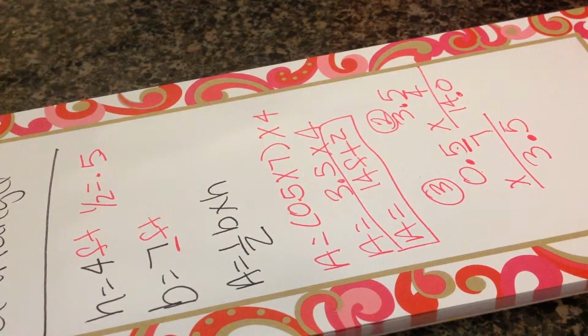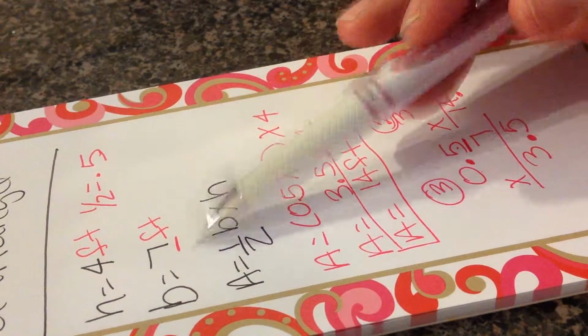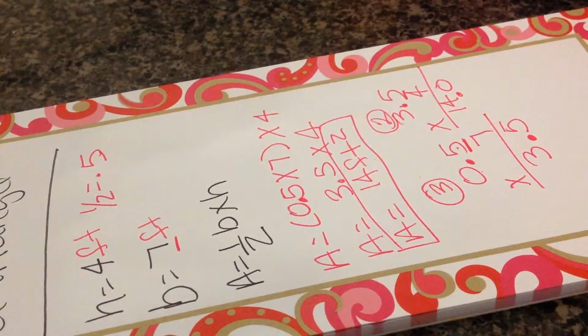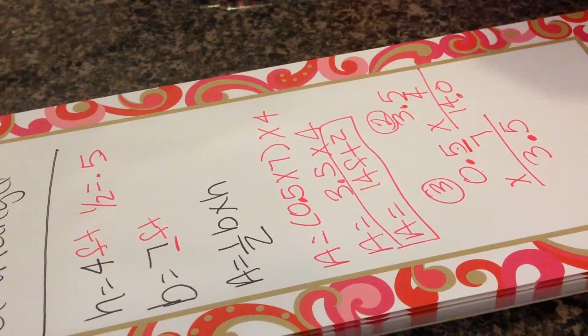Okay, so just keep in mind that when your base is an odd number, you're going to multiply it by 0.5 instead of dividing it. And we've worked a few of these problems in class, so you should have them in your notebooks.